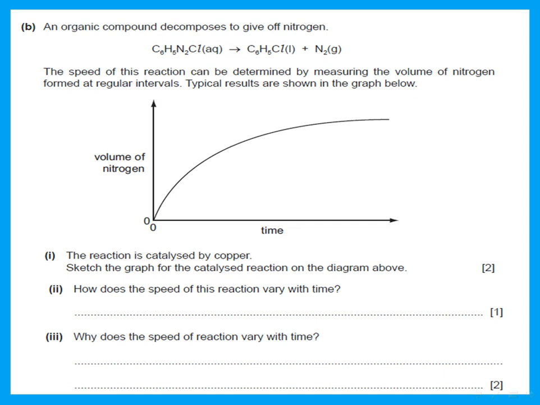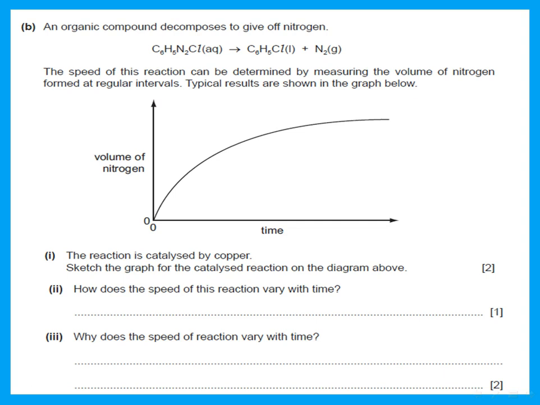In this question, he says an organic compound decomposes to give off nitrogen gas. The speed of this reaction can be determined by measuring the volume of nitrogen formed at regular intervals. Typical results are shown on the graph. So he drew the graph for you. The reaction is catalyzed by copper. Sketch the graph for the catalyzed reaction.